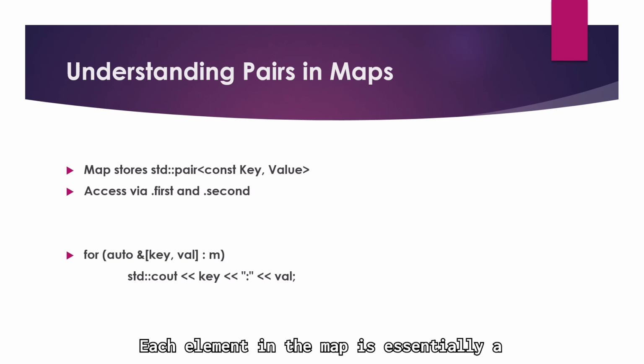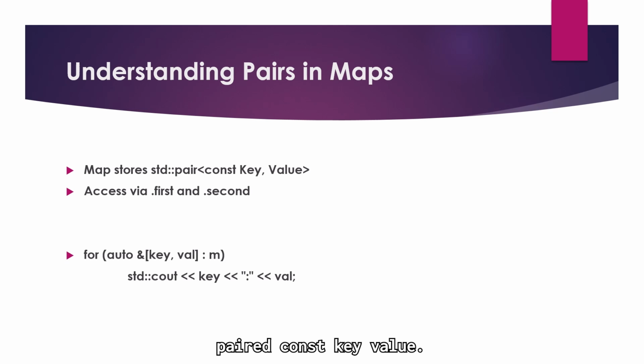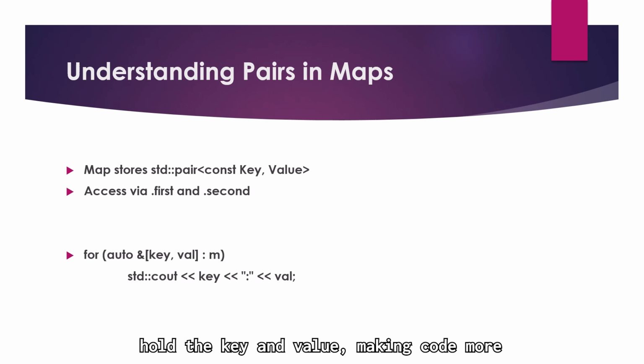Each element in the map is essentially a pair<const key, value>. Understanding how pairs work is essential for using maps effectively. You access the components with .first and .second. Using structured bindings makes it even easier. This way, your loop variables directly hold the key and value, making code more readable and concise.